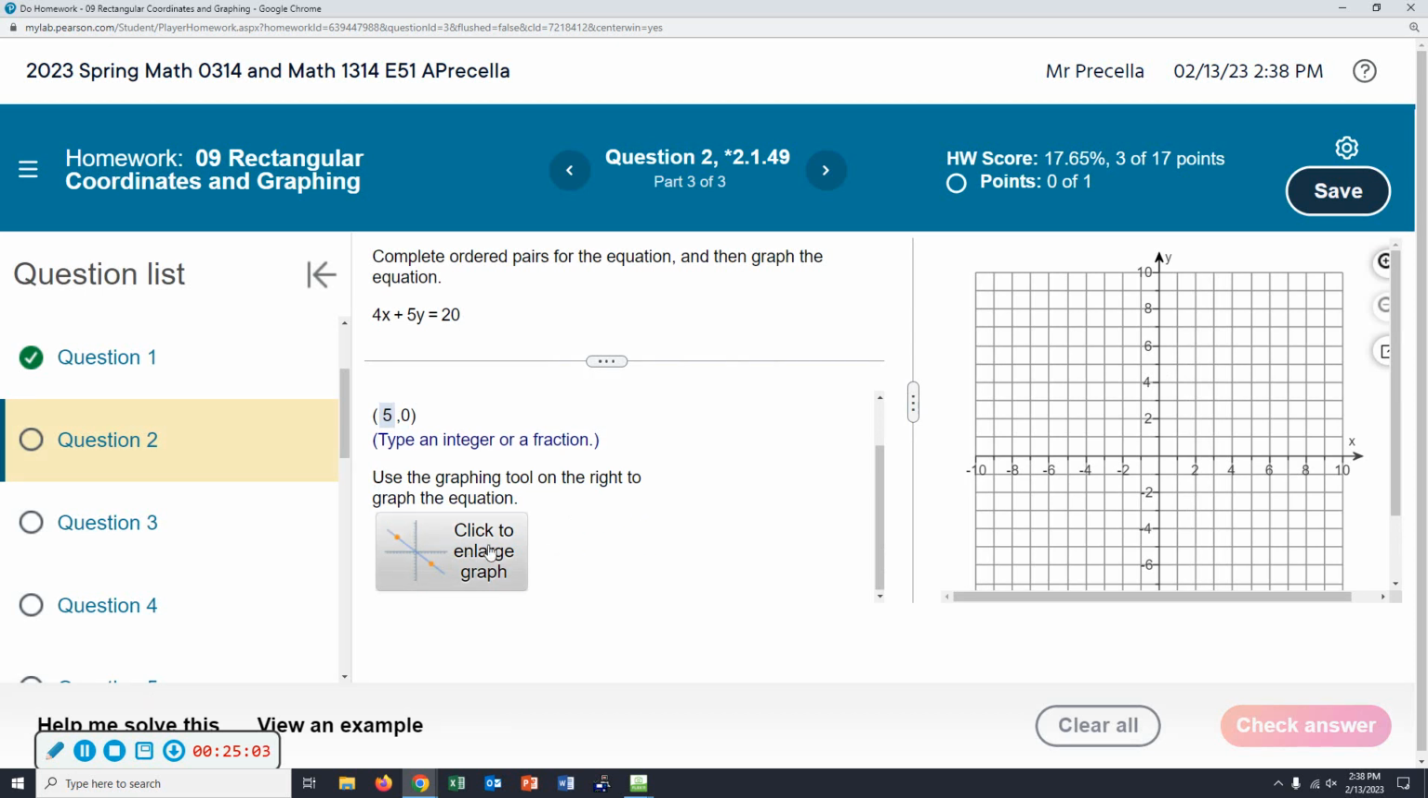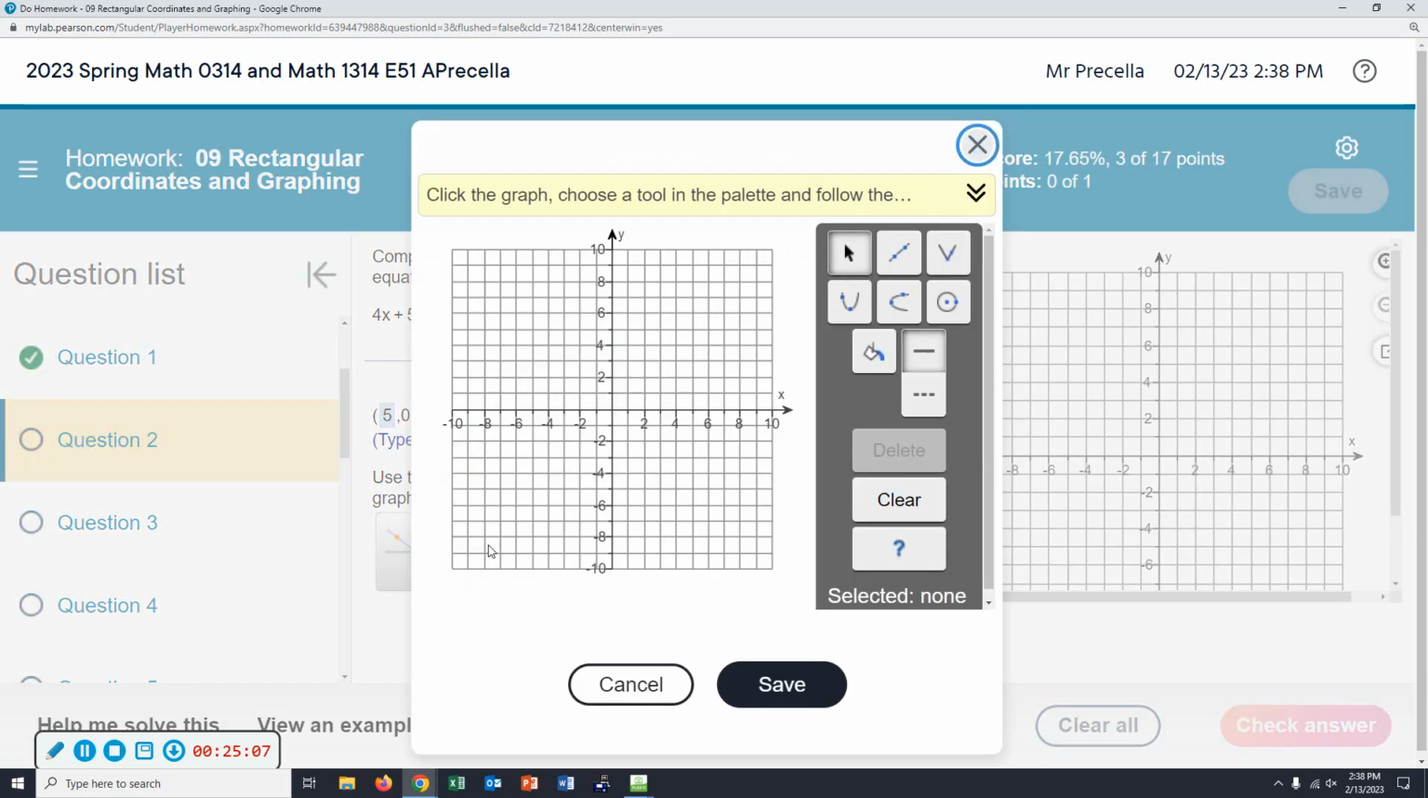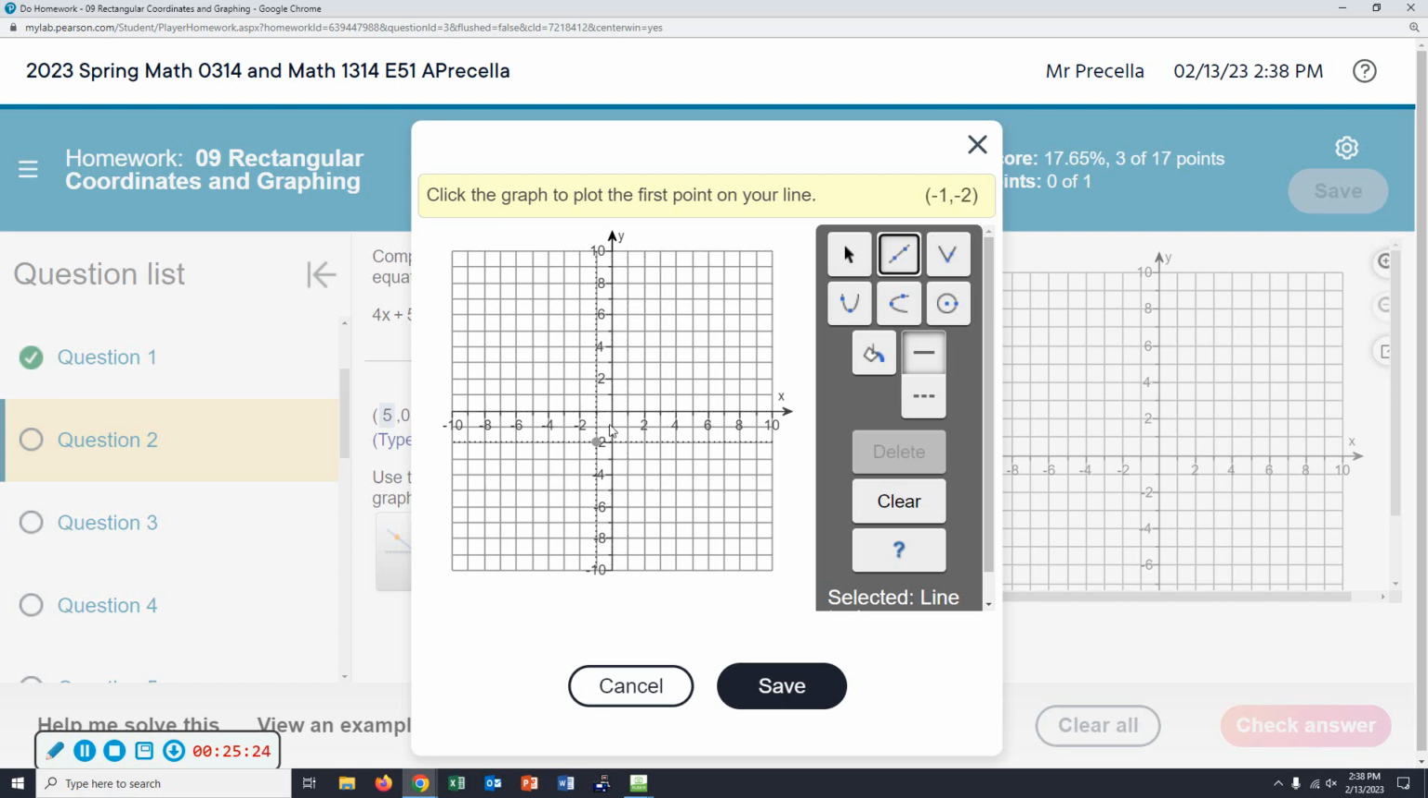How we do that for graphing, since there's no exponents or even square roots or absolute values, there's just X and Y. It's a line, so you click on the line tool. Now, what was that first ordered pair? Over 0, up 4. And the second one is right 5, up 0.